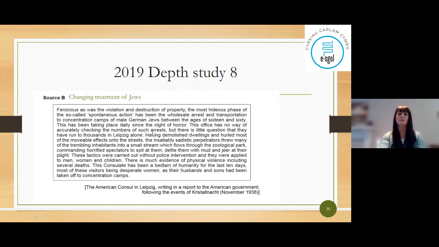With source B, again, you'll see I've got the change in treatment of Jews, so we're focusing our answer directly on that. And underneath here, if you look to see who has written this source, we've got the American consul in Leipzig, who have written a report to the American government following the events of Kristallnacht in November 1938. So again, we have the timing, we know what this report has been written after because of Kristallnacht, we know who's written it and to who. So there's a lot of information in these attributions that we really need to be able to write about later when we do the write-up.